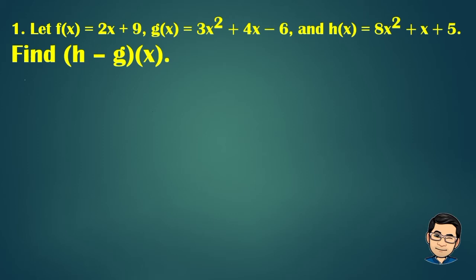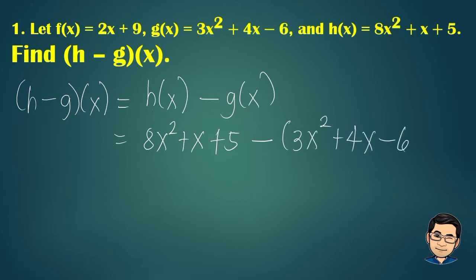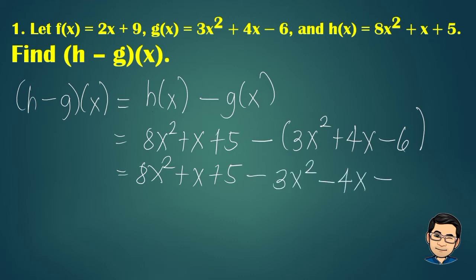So, h minus g of x is equal to h of x minus g of x. Okay, h of x, 8x squared plus x plus 5 minus g of x, 3x squared plus 4x minus 6. So, 8x squared plus x plus 5. Again, lahat ng sign ng mga terms na nasa loob ng parentheses ay mag-iiba. So, negative 3x squared minus 4x plus 6.